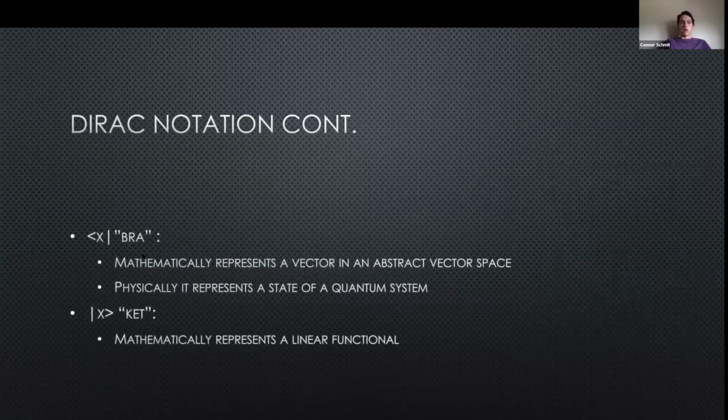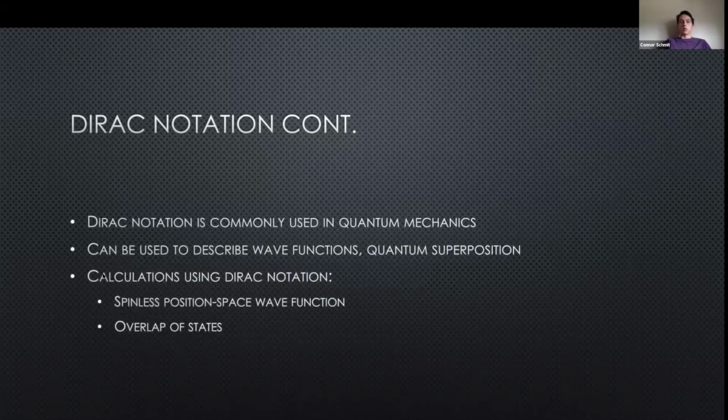So bra mathematically represents a vector in an abstract vector space, while physically it represents a state of a quantum system. And then ket mathematically represents a linear functional, which could go deeper into that, but that's not really what the presentation's about. And then we have Dirac notation, continued.